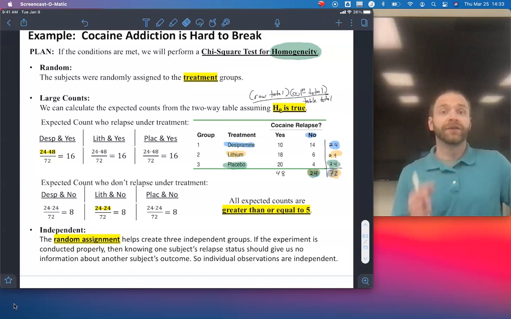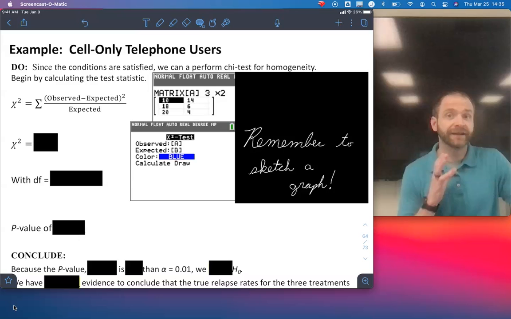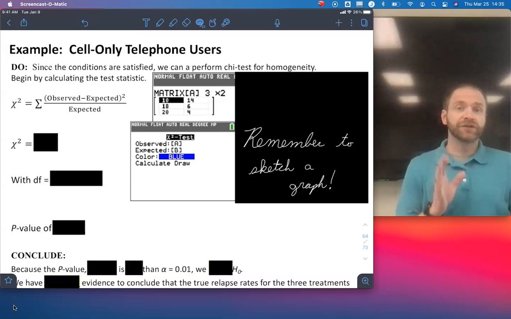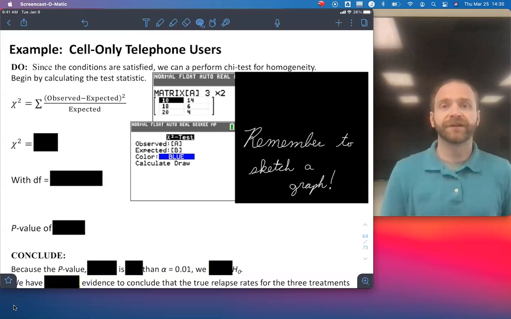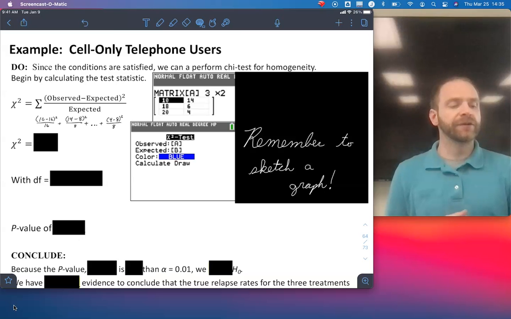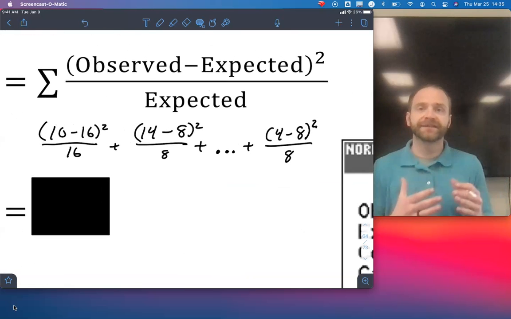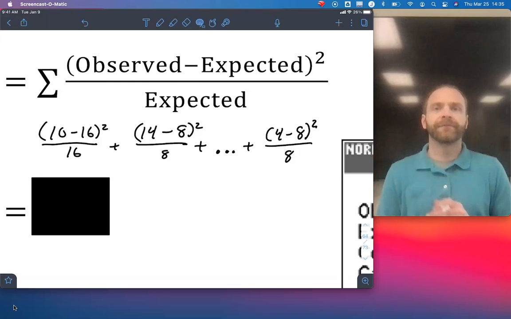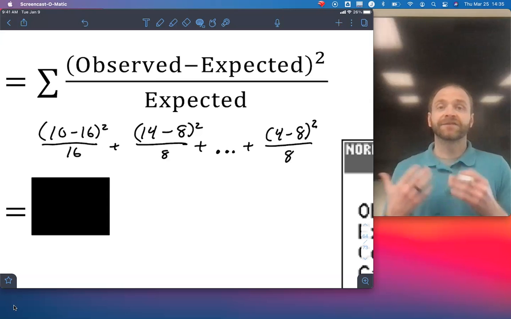So now, the do step. The do step means get your calculator out, and we're going to look at calculating the chi-square statistic. Now, for showing work, there's not much we need to show. We want to do observed minus expected squared, divide by expected, add them all up for the number of cells in the table. But what I would do is write down the first 2. So we observed 10, we expected 16, subtract that, square it, divide by what we expected, 16. Plus, do the next one, 14 minus 8, square it, divide by 8.